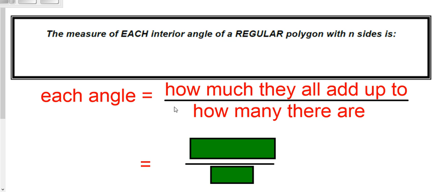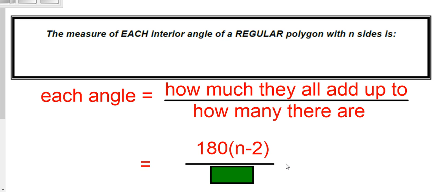So we saw earlier the sum of all of them in an n-sided polygon is 180 times n minus 2. And then how many there are, well, that's n. So this is the formula you're going to put in here. The measure of each one, just one of them, is all of them divided by how many there are: 180 times n minus 2, divided by n. That's how we find the measure of one in a regular polygon where they're all the same. So we look at example 5.